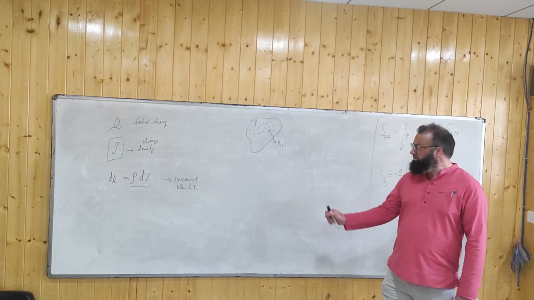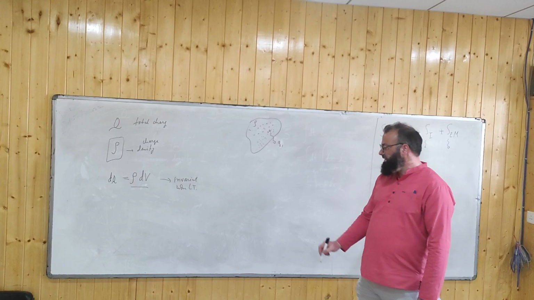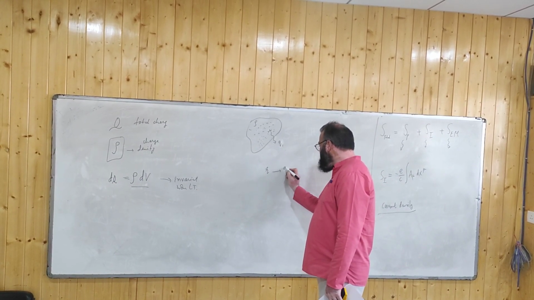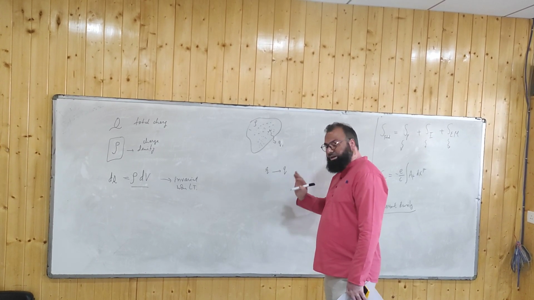Now tell me how I can write the density of this point charge. Let's say at some point R you have a charge Q. How do I write the charge density of this point charge?